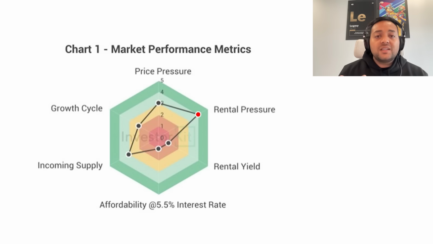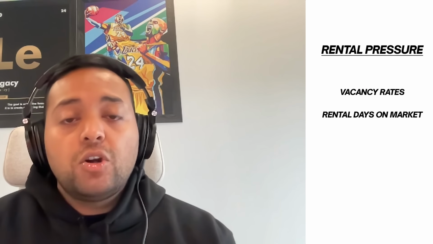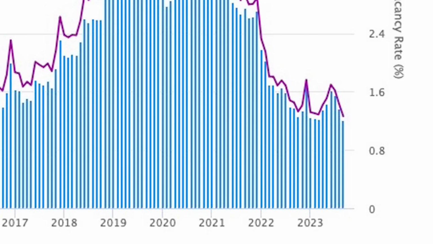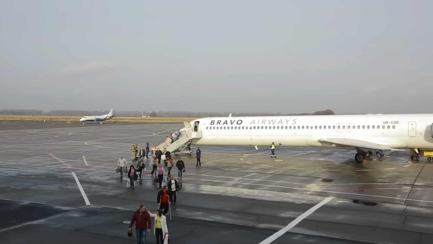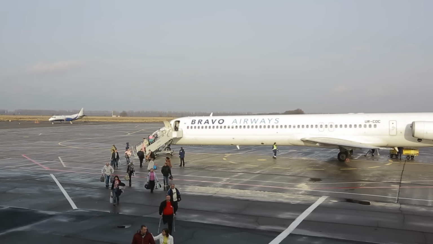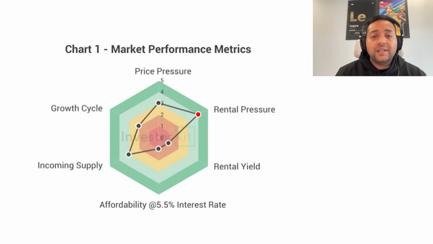Rental pressure, this is as simple as vacancy rates, rental days on market. And we look at them from what we call a static and trending. So static being what's the percentage it's at today. Trending being where is it going to? And this is obviously quite strong. Migration coming into Australia is going to massively help and increase this data point even more. But it's here at the 5, and rents are increasing.